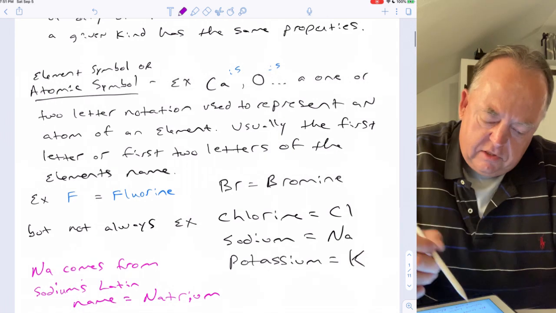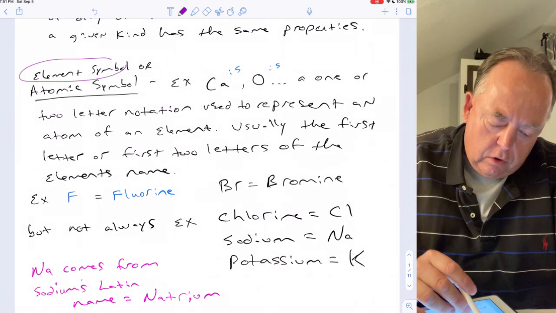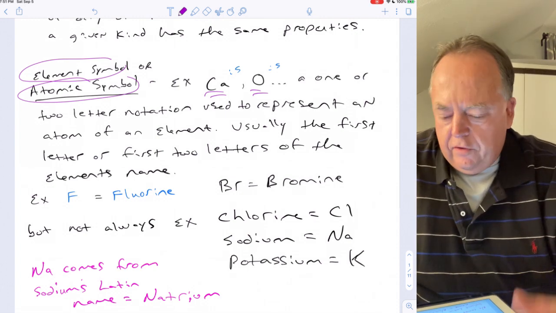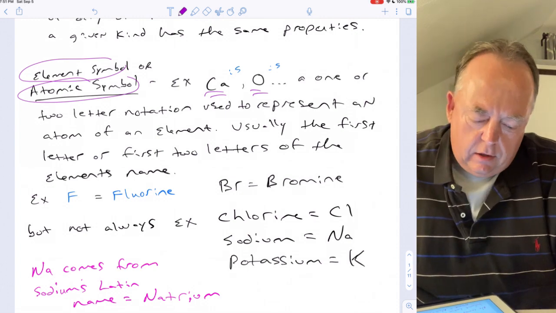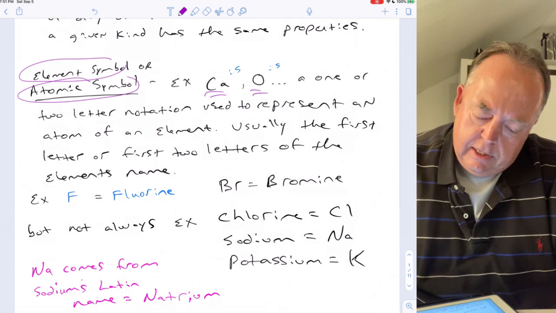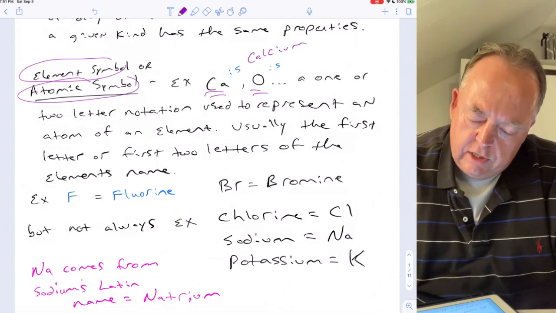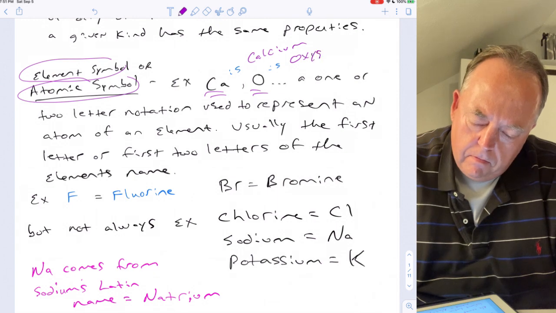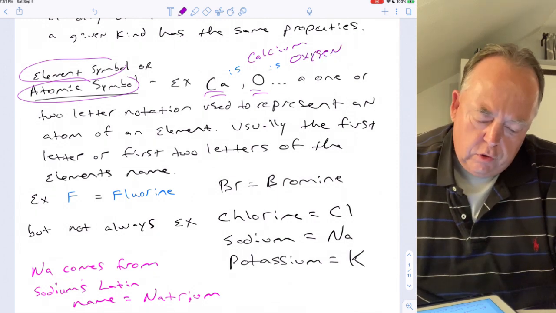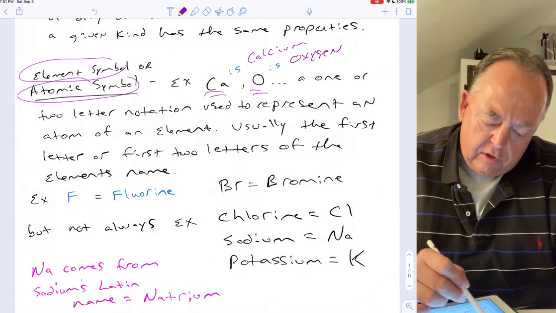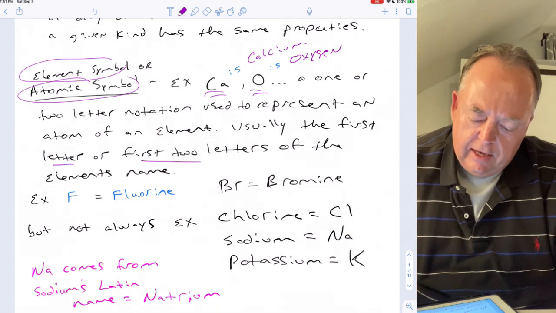Okay, so it basically starts with the element symbol, or also called the atomic symbol. So that would be something like this, Ca or O. If you look at a periodic table, you have all of these atomic symbols. So Ca, of course, is calcium. O is oxygen. So it's usually a 1 or 2 letter notation used to represent an atom of a particular element. Usually it's the first letter or the first 2 letters of the element's name.